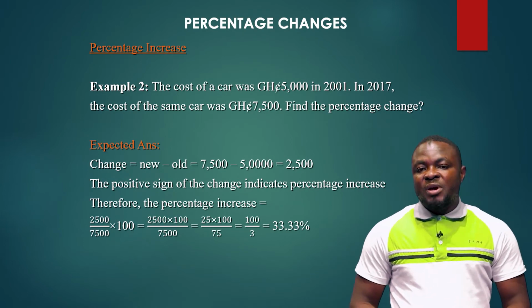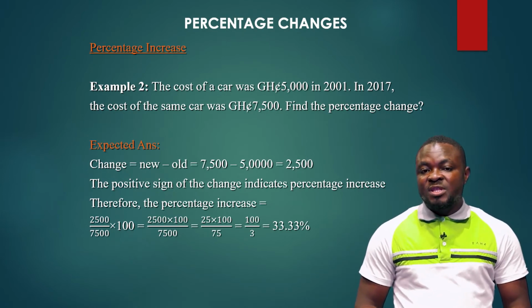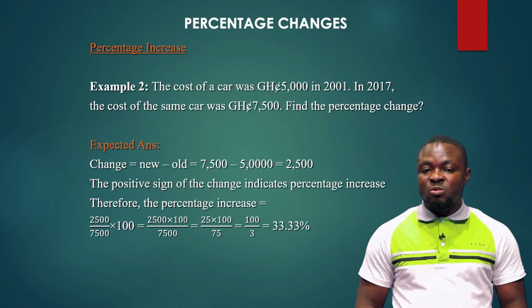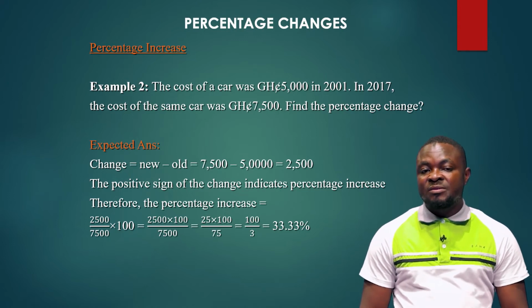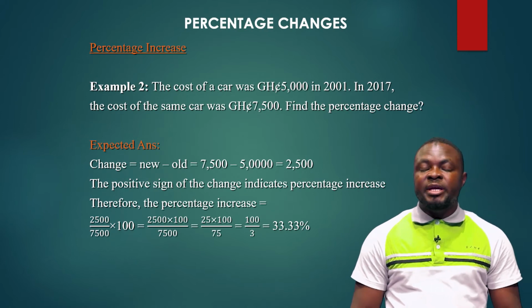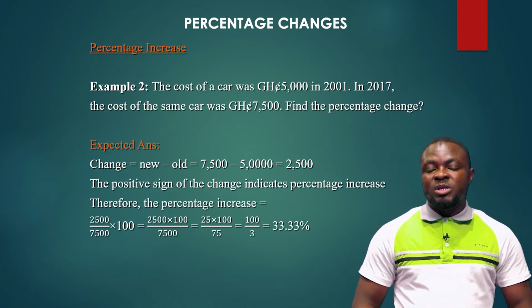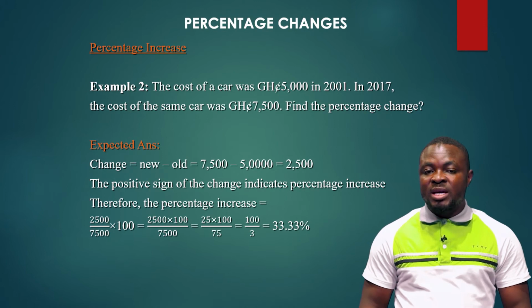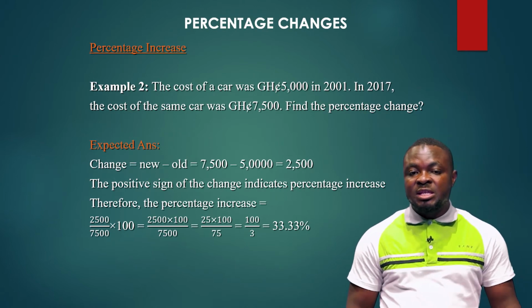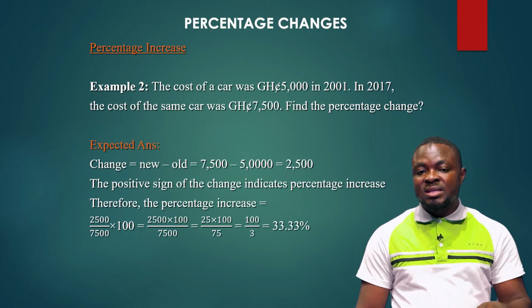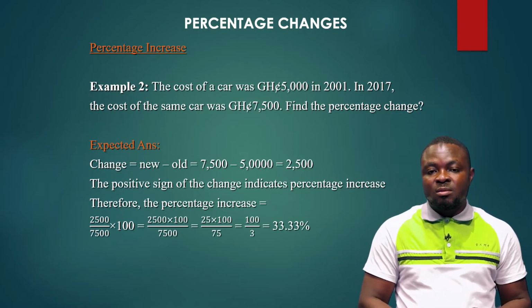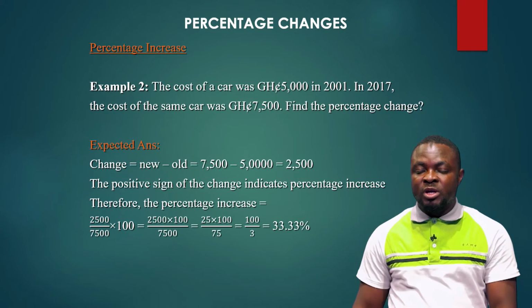The cost of a car was 5,000 Ghana cedis in 2001. In 2017, the cost of the same car was 7,500 Ghana cedis. Find the percentage change. In this case, the question has not clarified as to whether you should find percentage increase or percentage decrease. So you would have to deduce that based on the initial quantity and the current quantity.